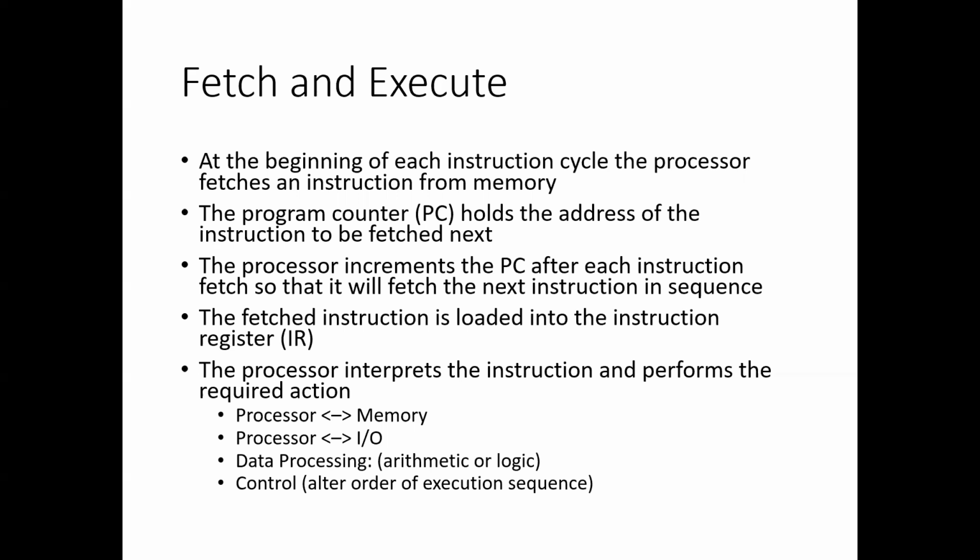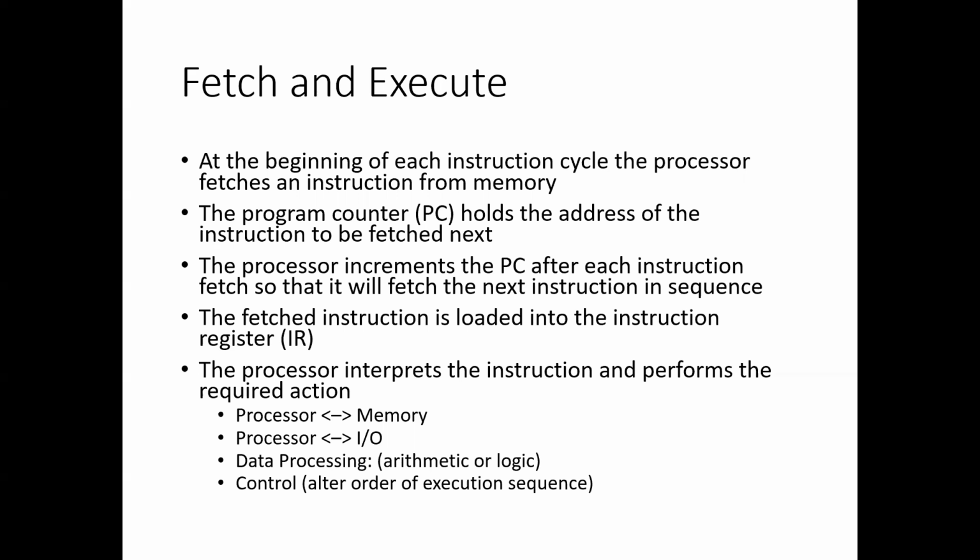Then the processor interprets the instruction and performs the required action. And these actions typically fall into processor to memory or vice versa, where data can be transferred from the processor to memory or from memory to processor; processor to or from IO; data processing, where you perform some arithmetic or logic operation on the data; or a control, which alters the order of execution.